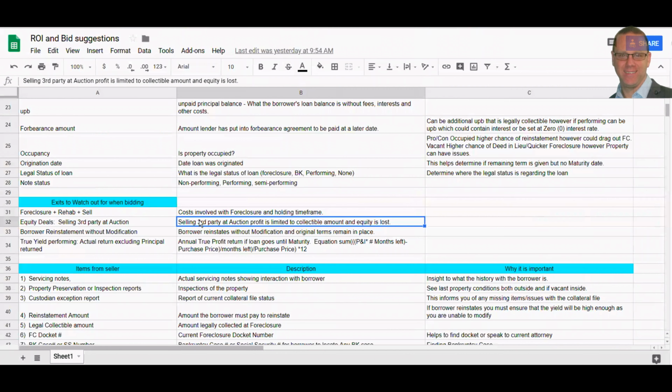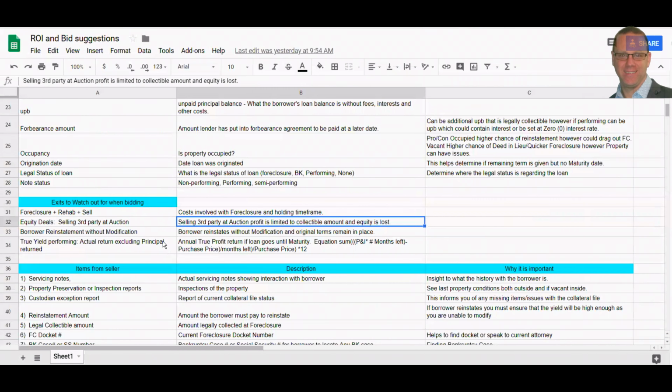So a lot of people will say, well, you buy an equity deal and it's great. It is if the foreclosure takes place and it does not sell at auction. If it sells at auction, you lost out on all that equity. So be sure you're bidding at a decent percent of the actual UPB on equity deals. However, you're calculating what your return would be if it does sell to a third party and you lose out on all that equity.